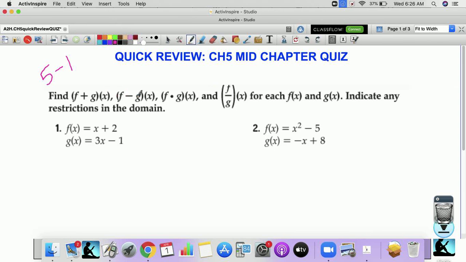To review adding, subtracting, multiplying, and dividing, we will just do this number 2. It has a higher degree, so it might be one that maybe is a little bit trickier. So let's start off by doing our first thing they're asking us, which is to do f plus g of x.